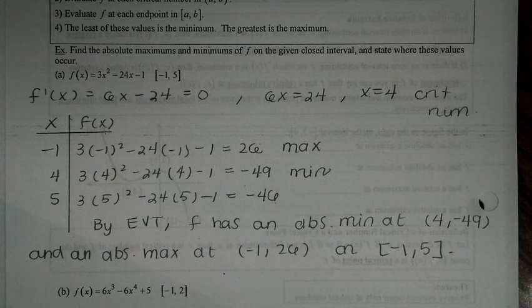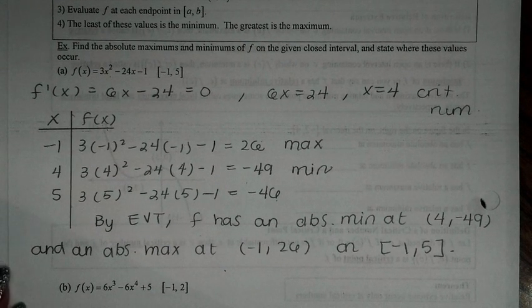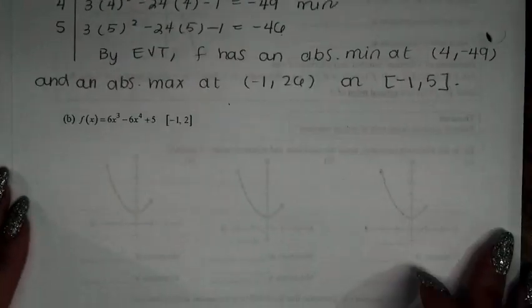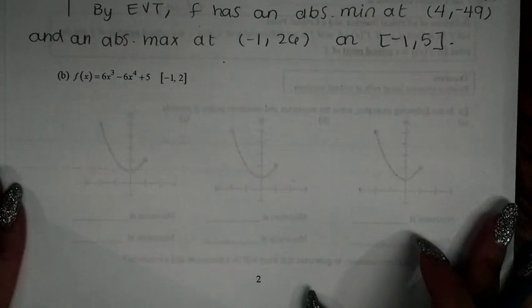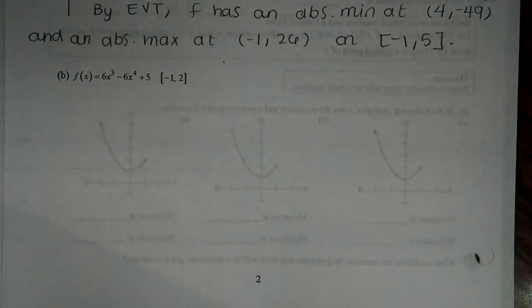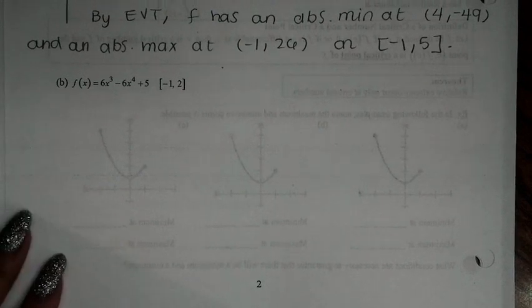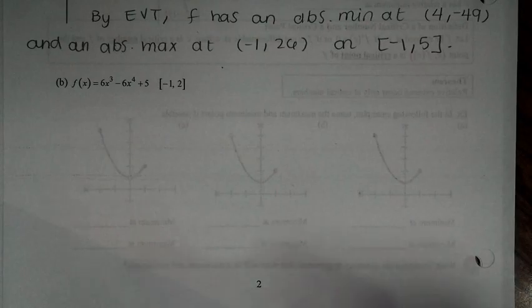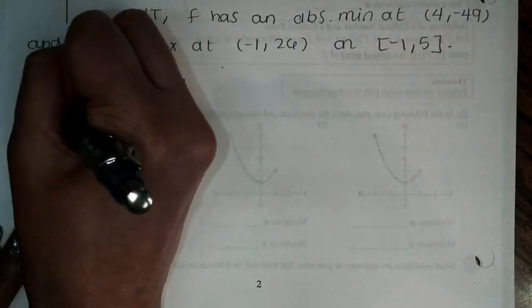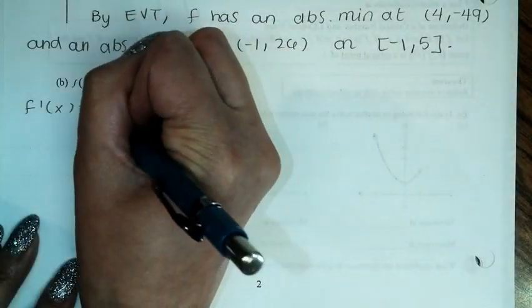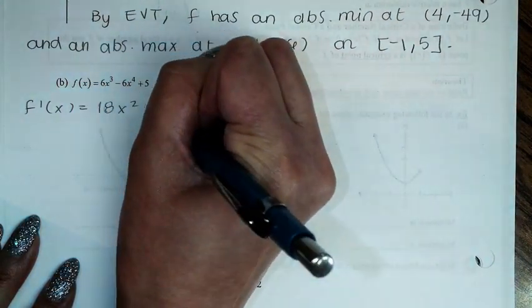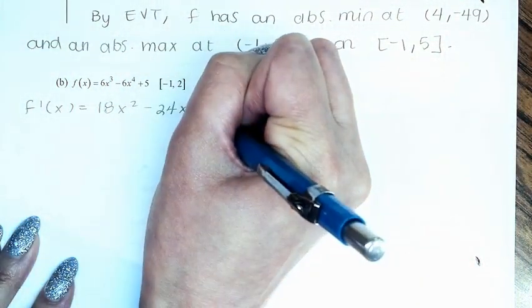Okay, so let's do another example so you can see that it's pretty user friendly. The next example that we have over here is f of x equals 6x cubed minus 6x to the power 4 plus 5 in the interval [-1, 2]. So what are you going to do here? Again, you're going to take the derivative. The derivative here is going to be 18x squared minus 24x cubed plus 0.